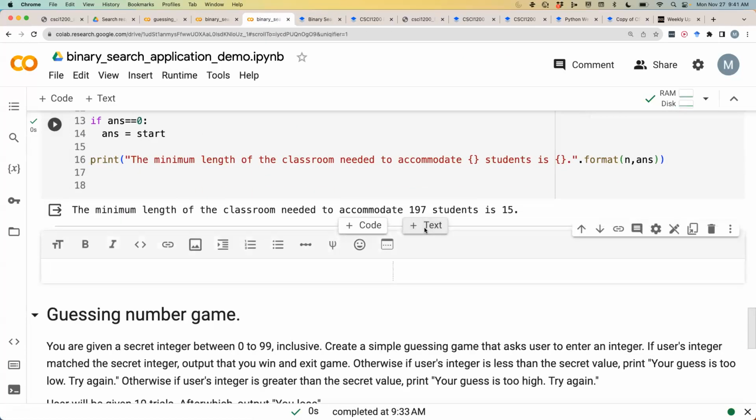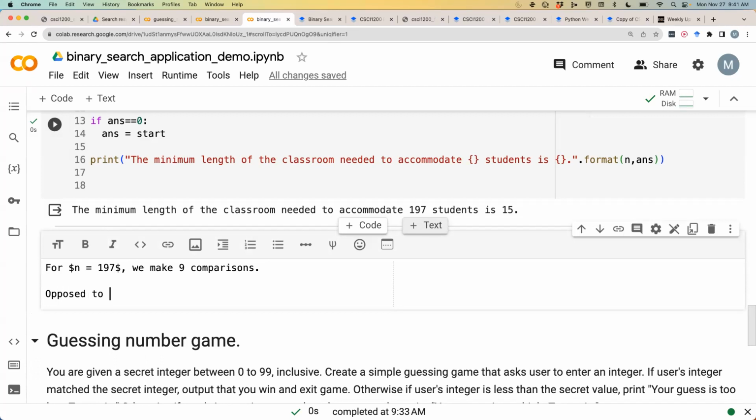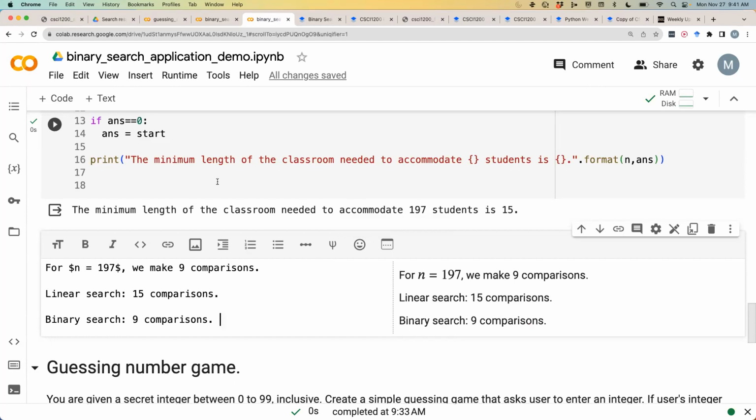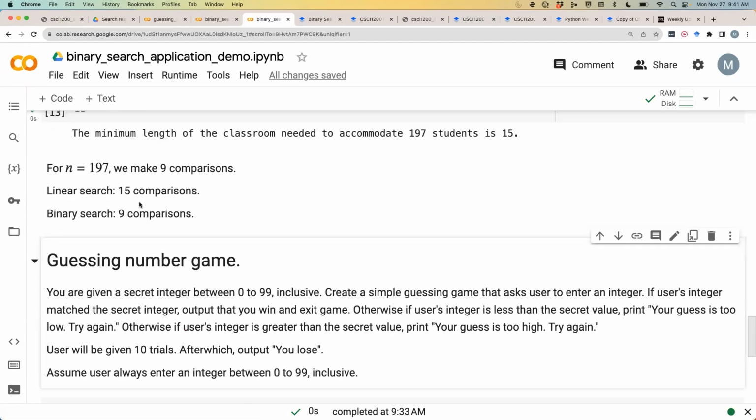So for binary search, for n equals 197, we make 9 comparisons, as opposed to the linear search strategy. For linear search, we make 15 comparisons, and for binary search, we make only 9 comparisons. This is for a particular value. If you choose a higher value of n, the distinction will be larger. So binary search for this particular value of n is definitely more efficient compared to linear search.